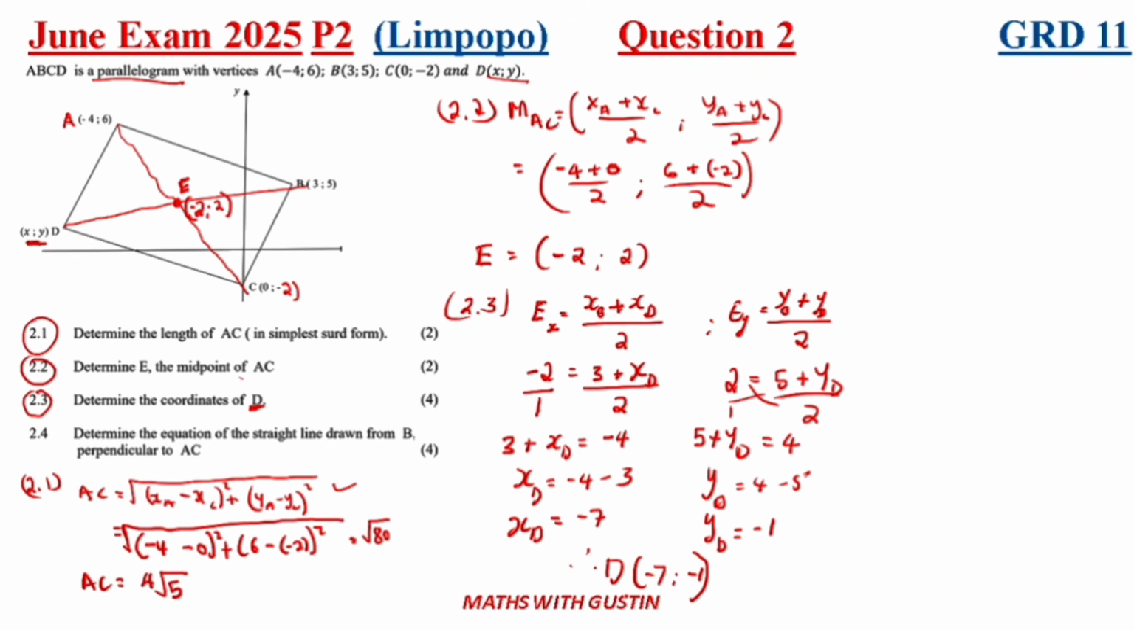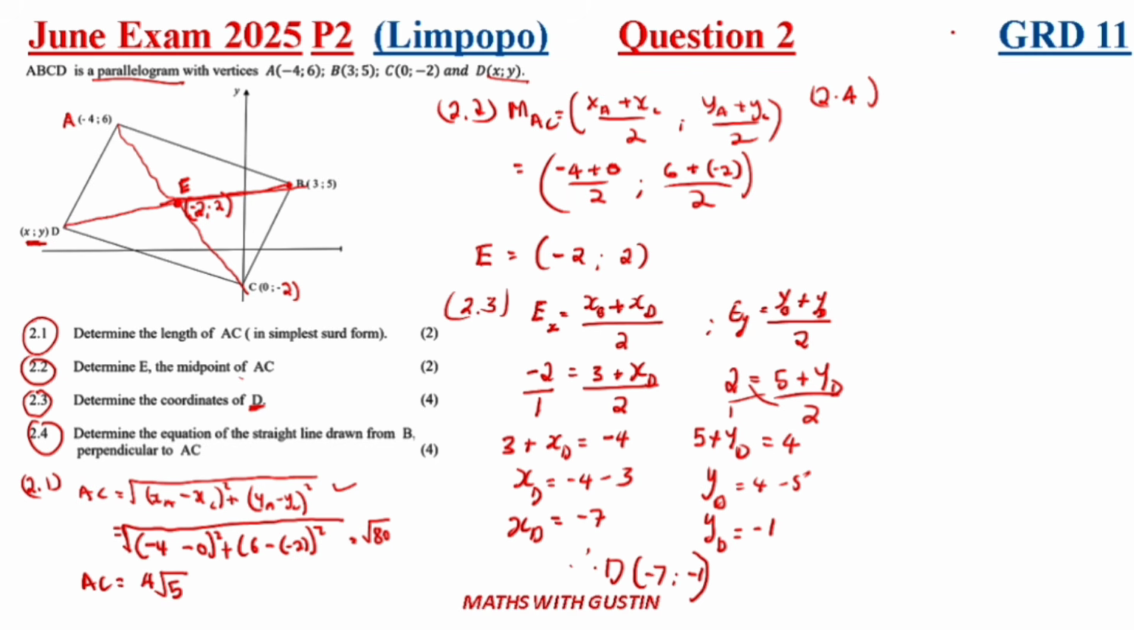Great stuff. All right, so now they come here and say 2.4, calculate the equation of a straight line drawn from B but perpendicular to AC. Straight line drawn from B perpendicular to line AC. So we are drawing this straight line right here, perpendicular to AC. Right, so now this is what you would do here for 2.4.